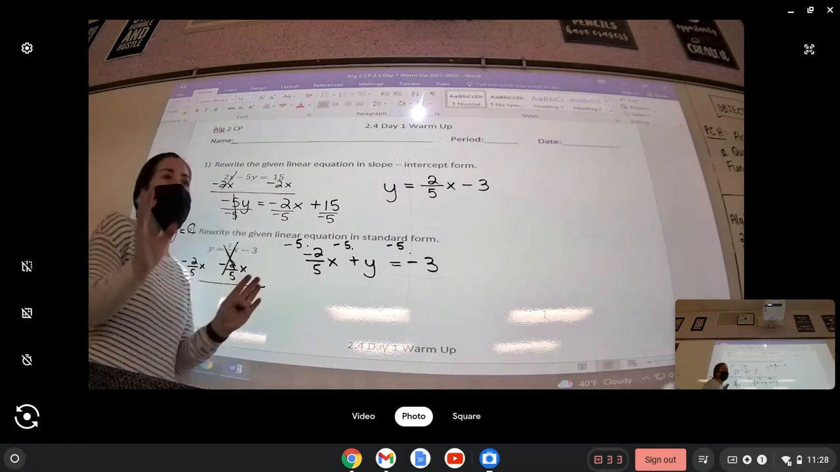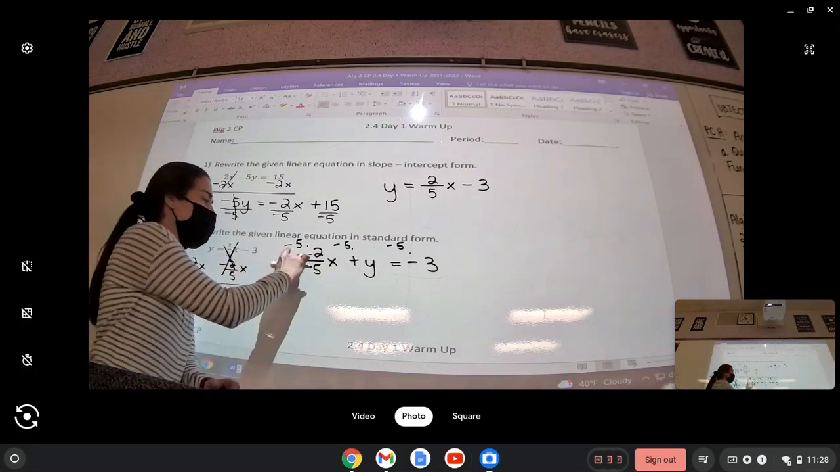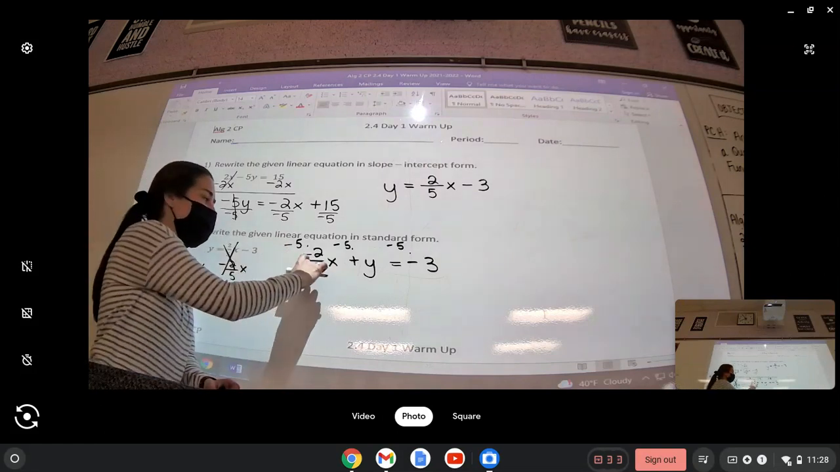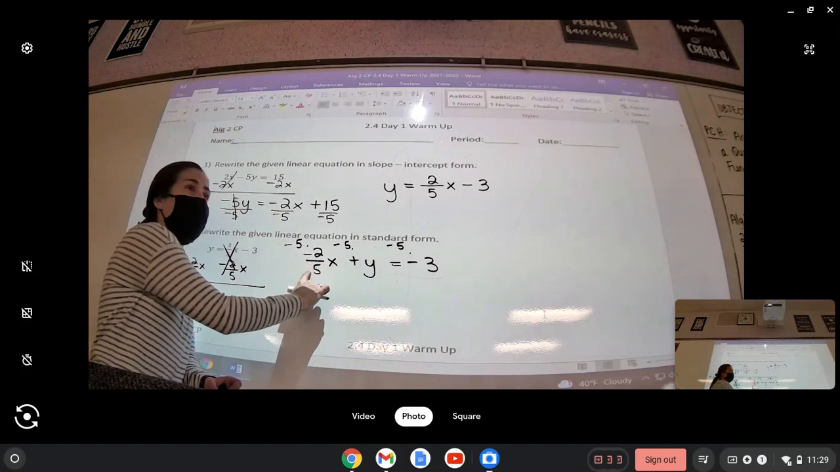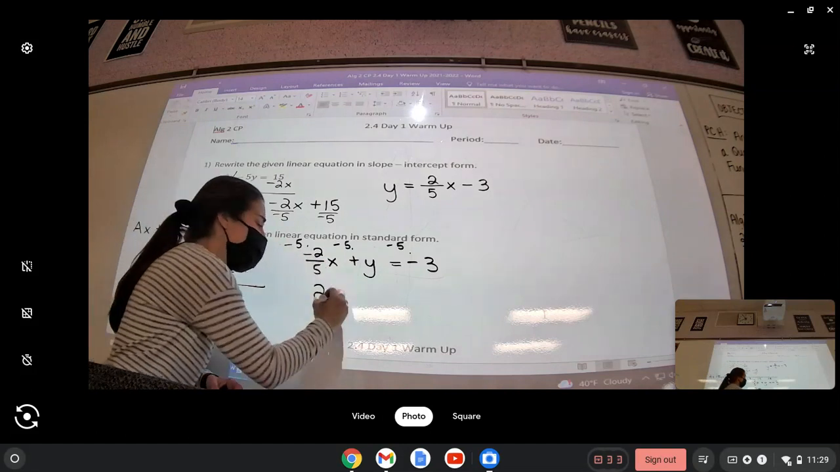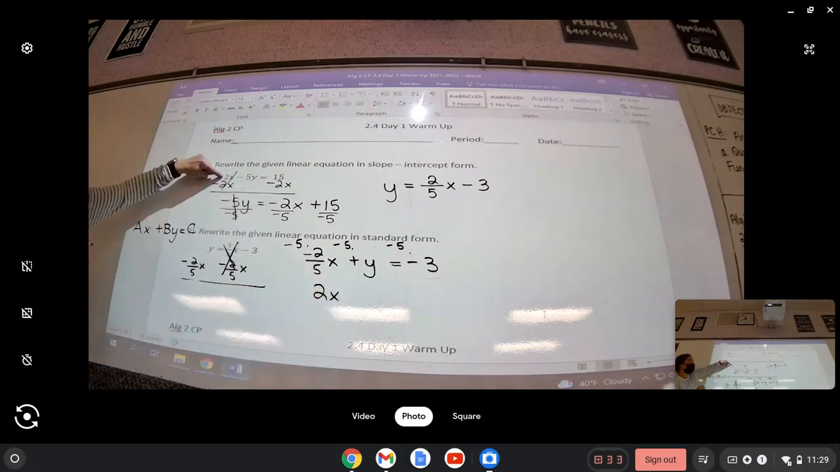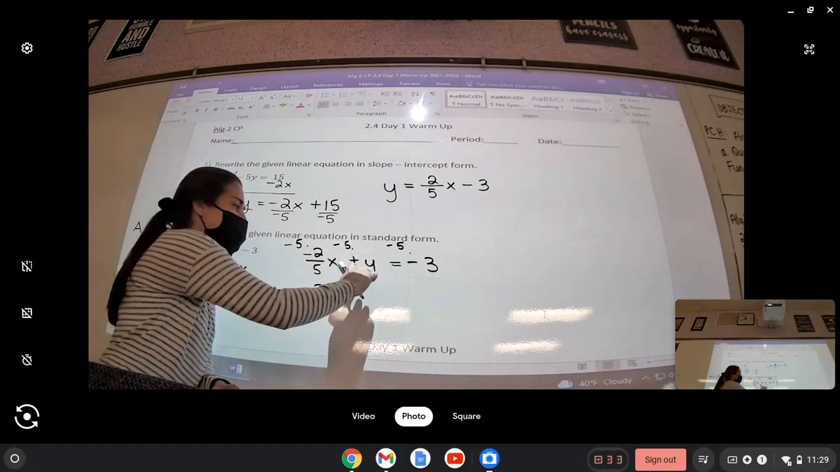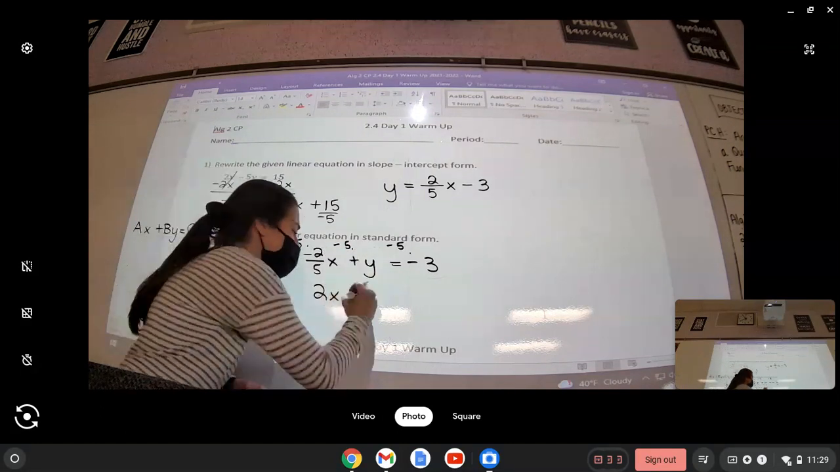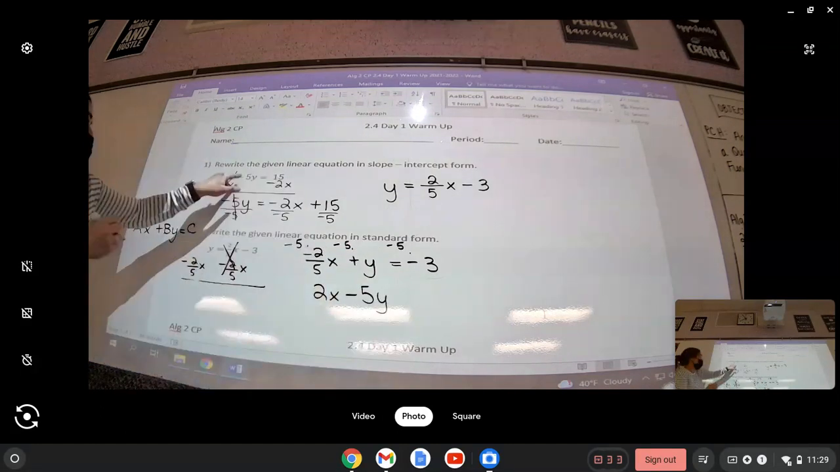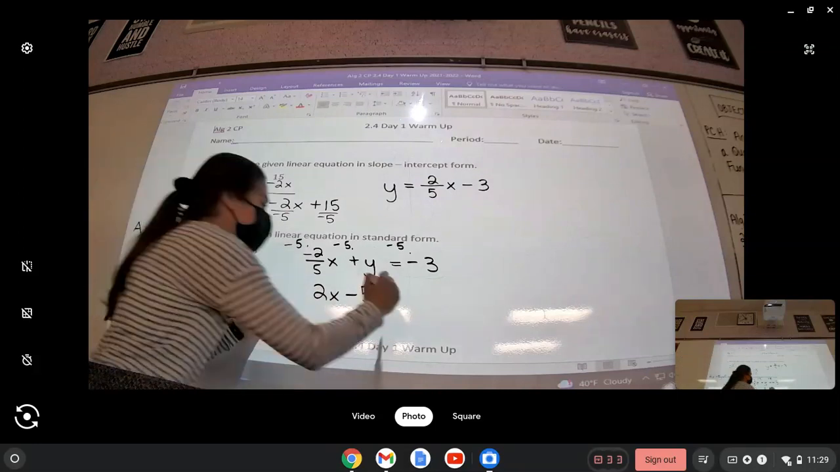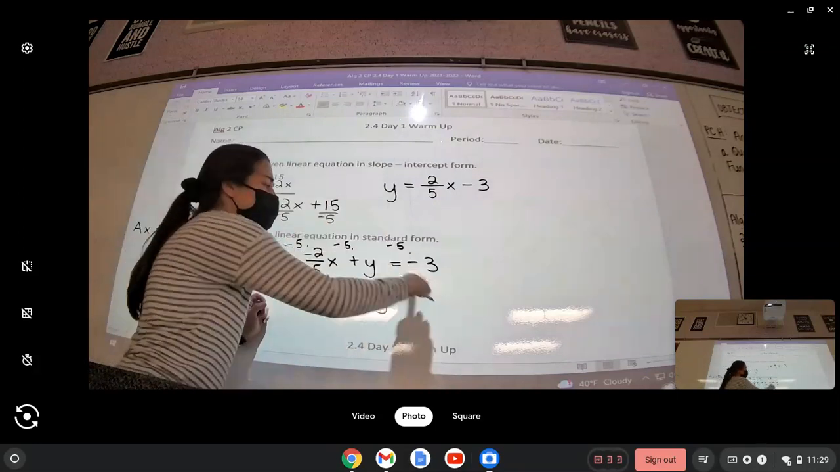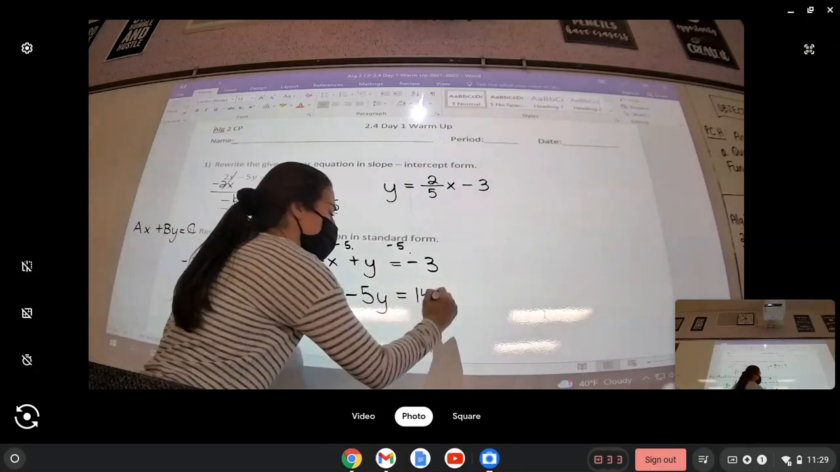All right, so now watch this, guys. Everything should fall into place. What's negative 5 times negative 2? 10. What's 10 divided by 5? 2 times x. And look, we're getting closer to what it originally looked like. All right, what is negative 5 times positive y? Negative 5y, which is exactly what we needed, equals, what's negative 5 times negative 3? 15.